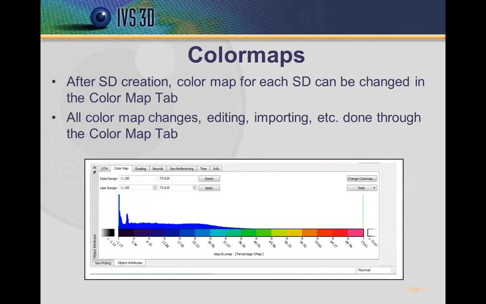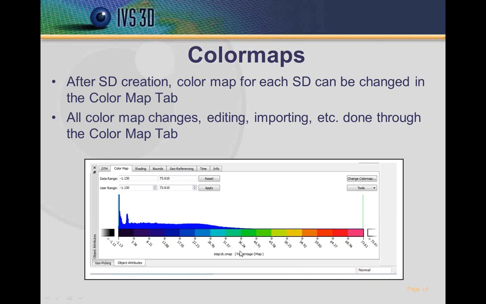After you create an SD file, the color is controlled through the color map tab that's associated with that SD file. So here we're looking at a color map tab for one specific SD. Any edits, changes, or information about the color map will all be contained here.